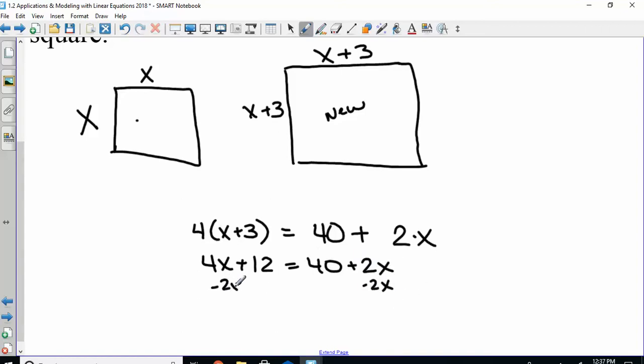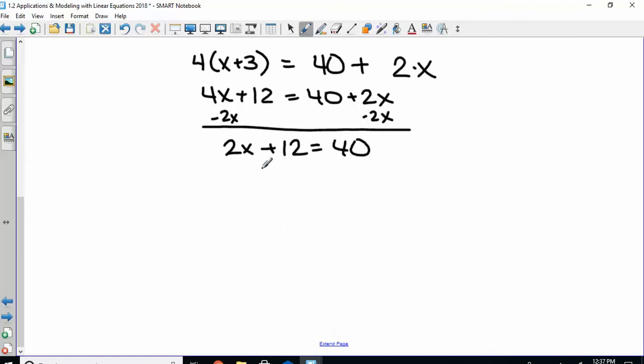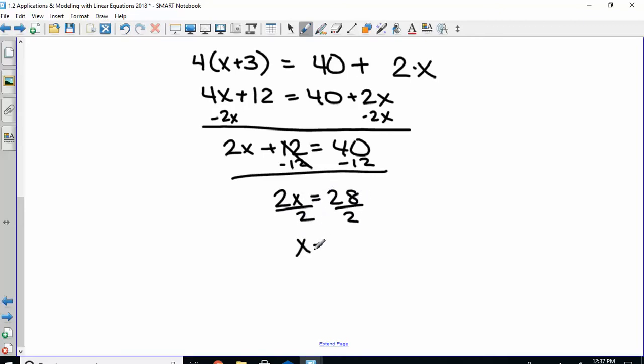Over my 2x. Again, the amount of work you show for solving this is up to you. You do not have to show me every single step. If I subtract my 12, divide by 2, so x is 14.